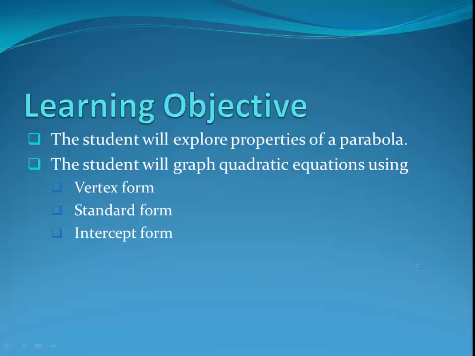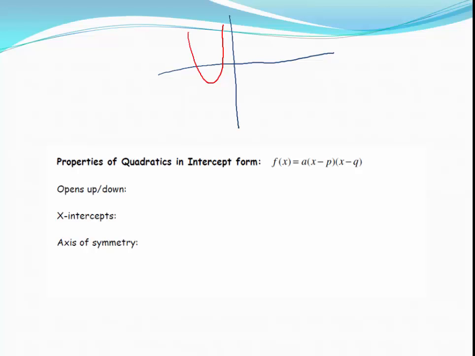All students will be able to explore the properties of a parabola and then be able to graph them using the vertex form, standard form, and intercept form. This is an example of a parabola. What I want to show you is that this spot here and here where it hits the x-axis, those are called your x-intercepts.